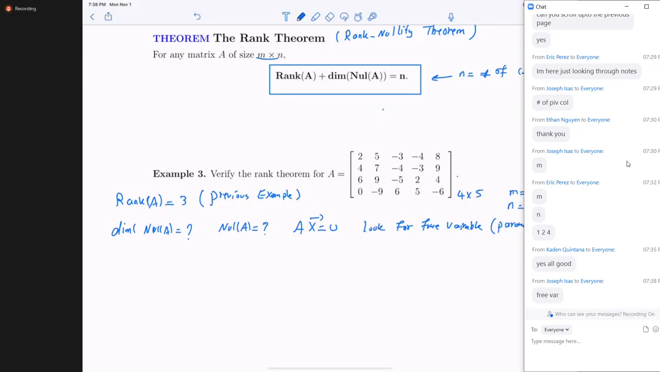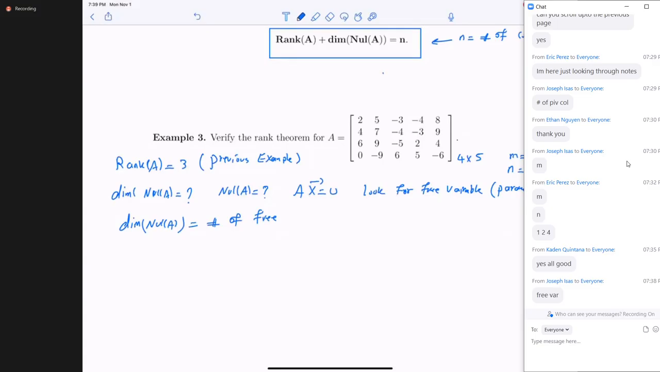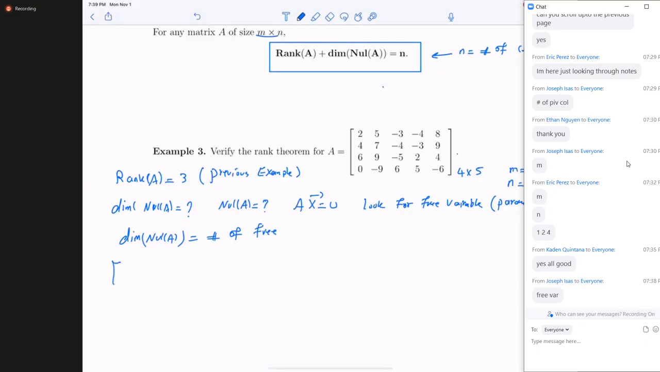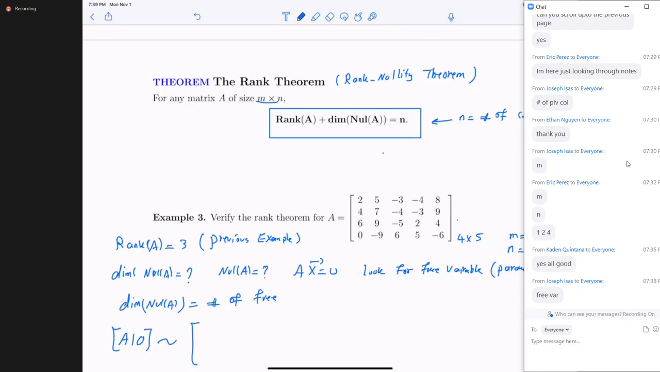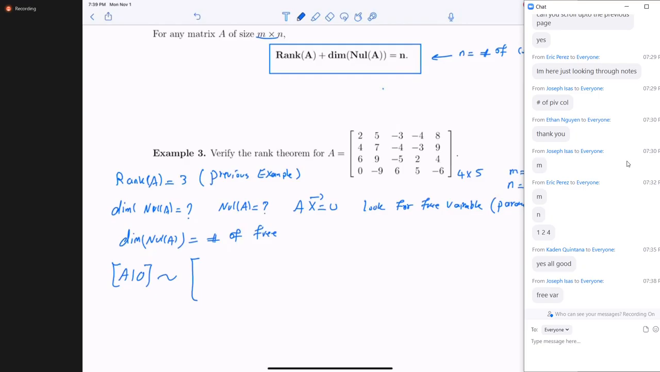Before starting, do you remember what is the dimension of the null space of A? It was the number of the free variables, agree? So the dimension of the null space is going to be the number of free variables. Do we have free variables or not? To find the free variables, we need to solve AX equals 0 and then find the row echelon form of this matrix, which is given. Let me write it here.